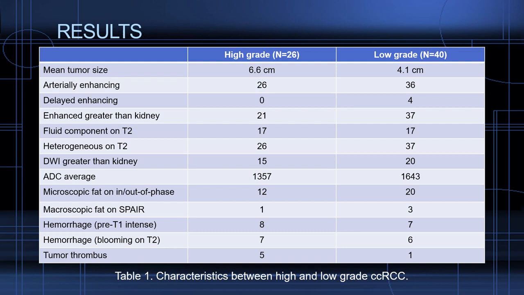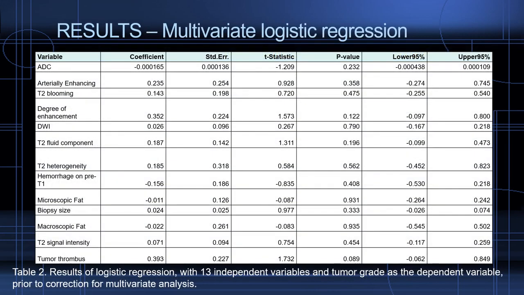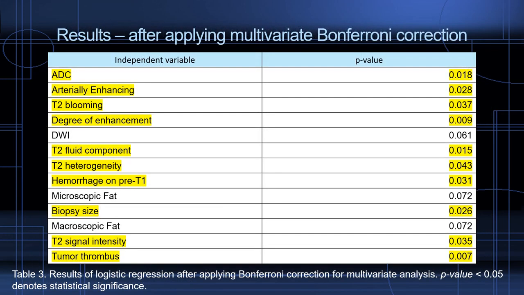Essentially, most clear cell RCCs, regardless of grade, demonstrated arterial enhancement and increased T2 signal relative to background renal parenchyma. Based on our statistical analysis, the following MRI parameters highlighted in yellow predicted a difference between histological grade.